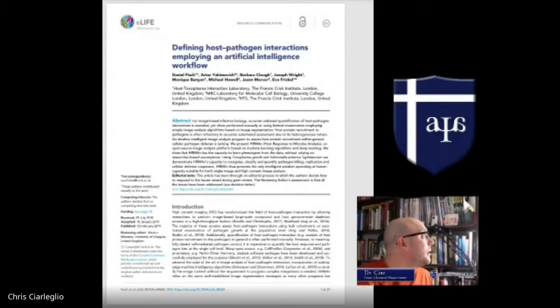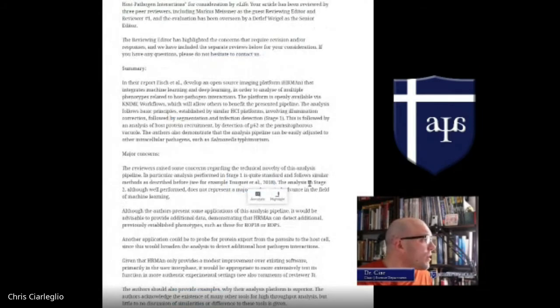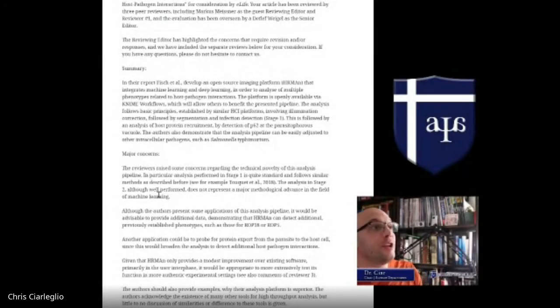So then you go on to read, the analysis in stage 2, although well performed, does not represent a major methodological advance in the field of machine learning. Machine learning and AI was the reason, Catherine, right, that you chose it. So she got a bait and switch. She got baited with, look, AI, how cool.